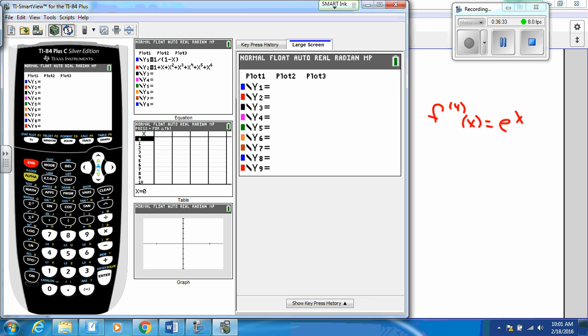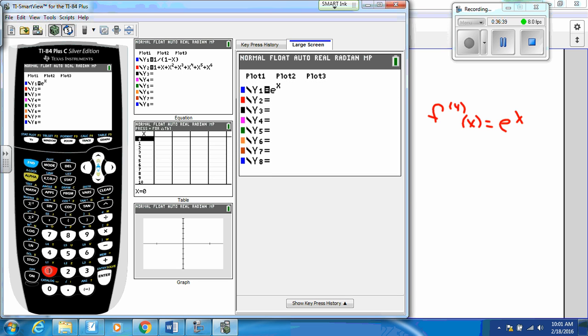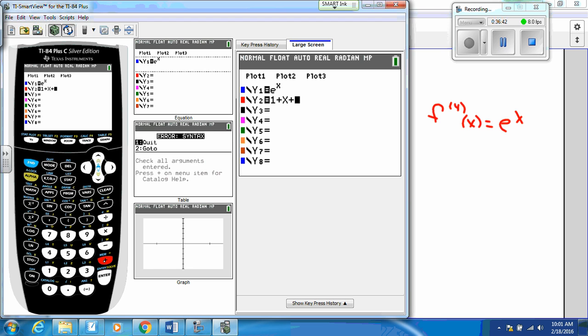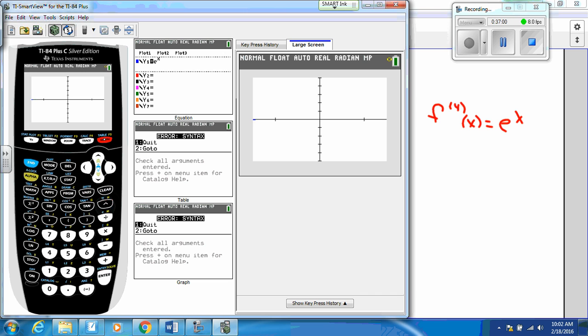And we'll let y1 be our original function, e to the x, and we'll let y2 be equal to our Taylor polynomial, 1 plus x plus 1/2 x squared plus 1/6 x cubed. That's good. Graph it. Here comes e to the x, a very familiar curve to us. And here comes the third degree Taylor polynomial. And would you look at that?